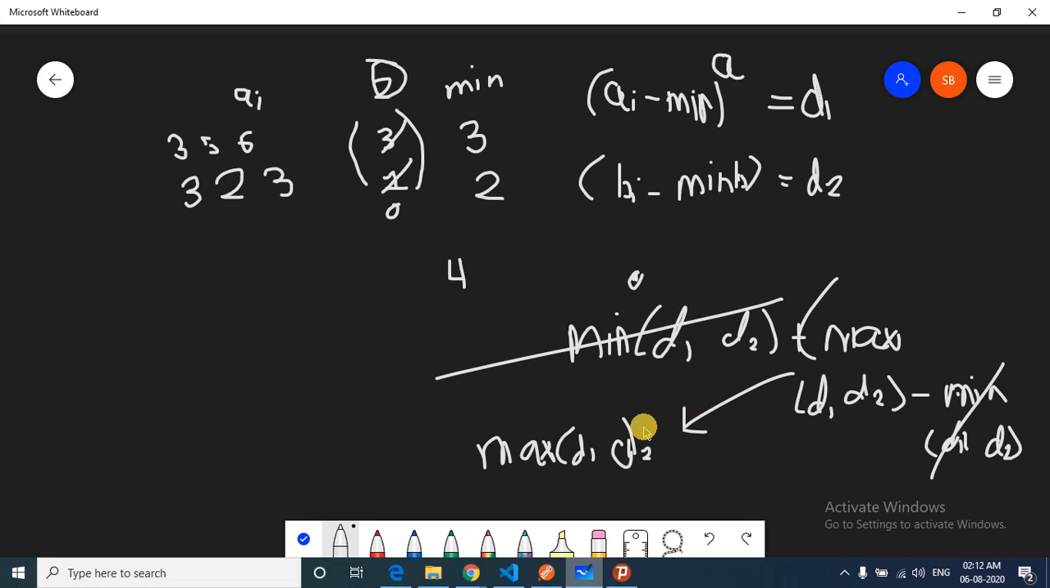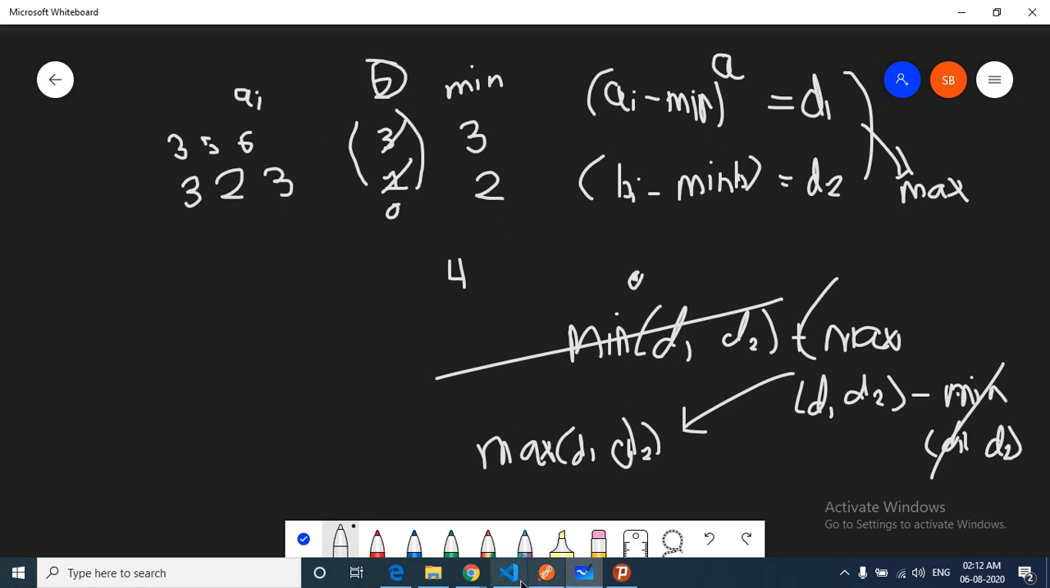So what you have seen is that if you find d1 and d2 for every gift, the differences a_i minus the minimum of a and b_i minus the minimum of b, then you just take the maximum of them, and that's the number of operations required to make this gift equal to the smallest possible. That's the whole trick. You iterate over all gifts and make each equal to this minimum.